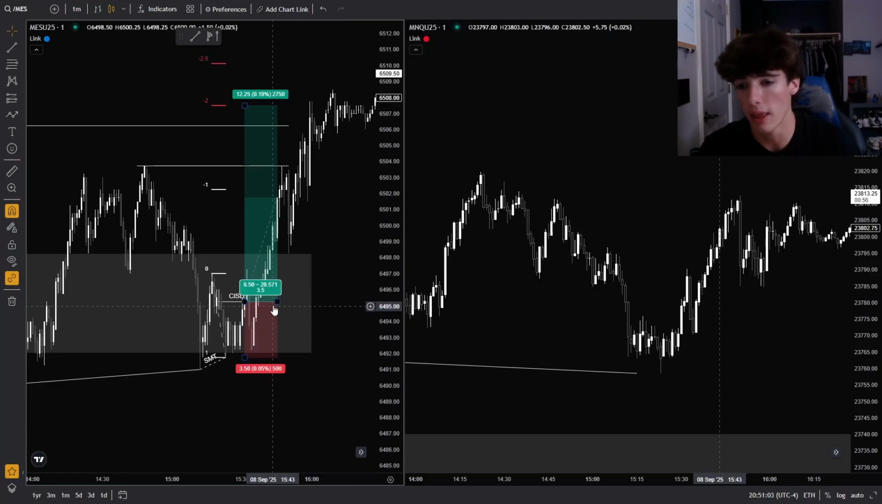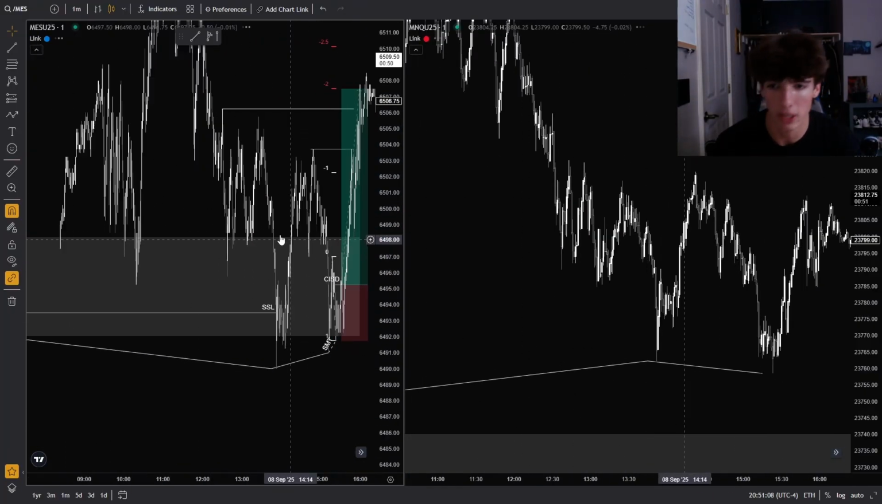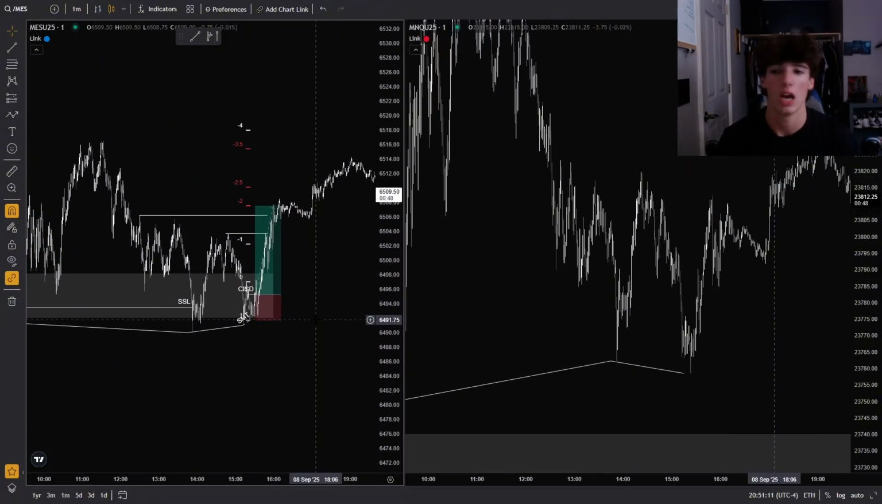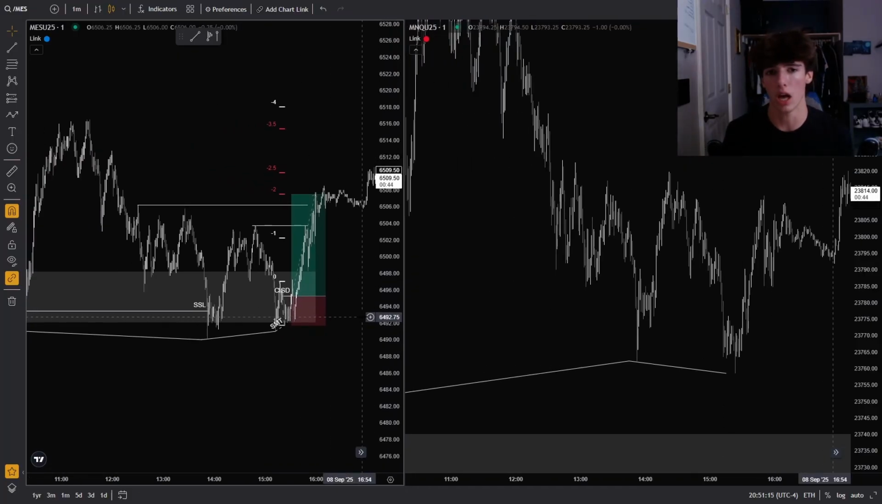So I mean, this is probably the best setup of the day. This was later in the day. 3 SMTs were within a bigger time frame Friday gap. We have generated liquidity at the highs, manipulation, standard deviation aligning. That's probably the best setup of the day. But overall, there was really nothing to really trade today.